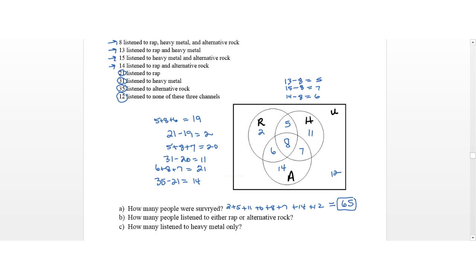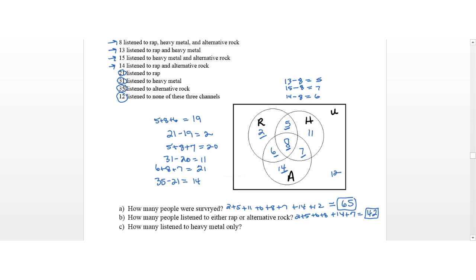Next, we want to determine how many people listen to either rap or alternative rock. So we'll look in both the rap and alternative rock sets and add all of those listeners. So we'll add 2 plus 5 plus 6 plus 8 plus 14 plus 7. And that equals 42 listeners total that listen to either rap or alternative rock.